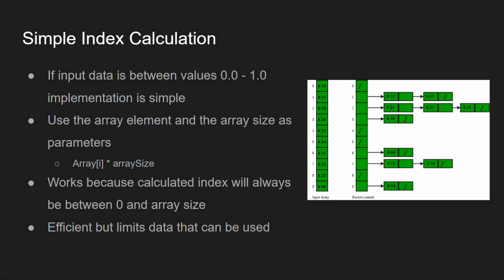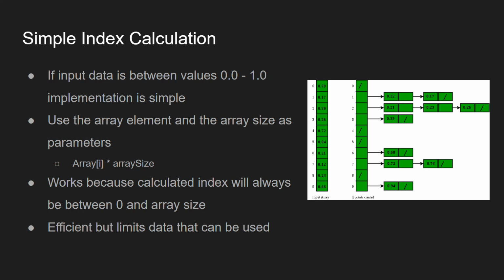Now, as I stated, there are multiple ways of calculating the index, and in one particular case, it's very simple if you limit the range of values. In the case you limit the range of values from 0 to 1, the implementation is very simple. All you have to do is take the element at index i and multiply it by the size of the array. So in the case where you have 10 elements and, say, the number in the picture to the right, 0.78, times 10, you get 7.8. Then you floor it to an integer and you get index 7.